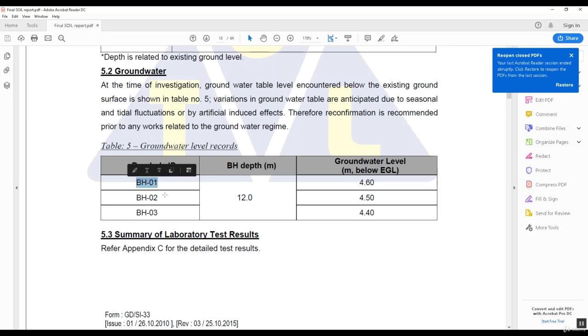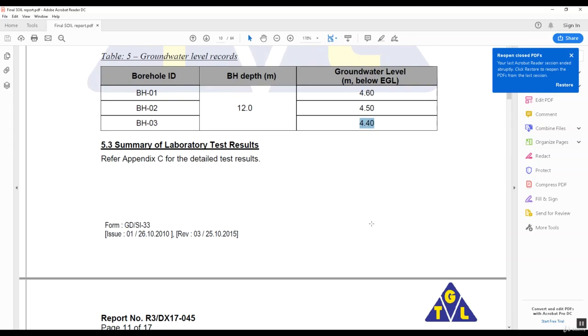We have 3 boreholes, 1, 2, 3. The depth is 12 meters only, because this is a 2-floor building. We don't have to go more than 12 meters. It's enough. Then he said, where's the water? Groundwater. It's 4.6, 4.5, 4.4. After 4.5, we get water. Groundwater.